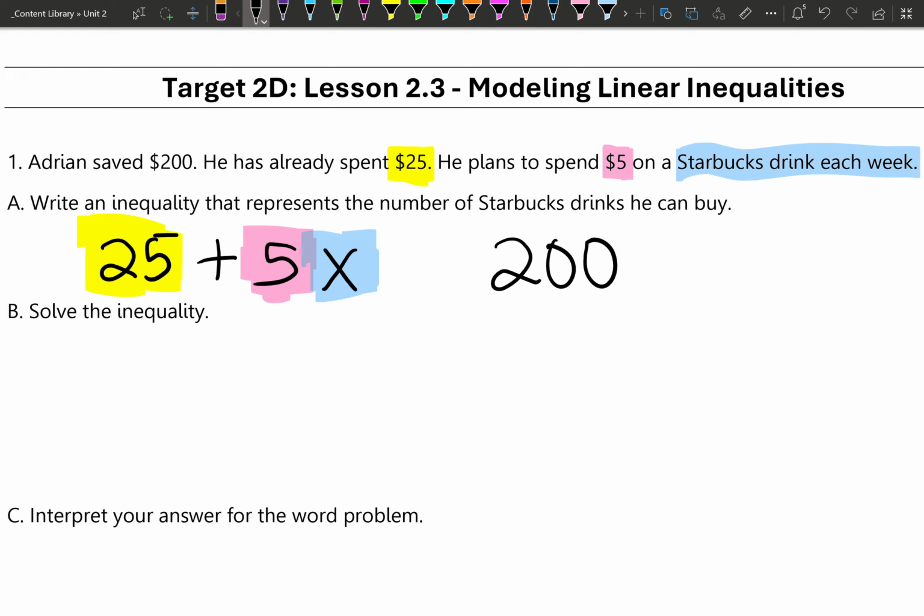What I need to decide on now is what symbol do I use? So let me think. Can Adrian spend more than the money that he has? No, he can't. He only has $200. He can only spend that amount. So 25 plus 5x must be less than the $200 he has. Can Adrian spend all his money? Sure, it's his money. He can spend it. So I'm adding an or equal to.